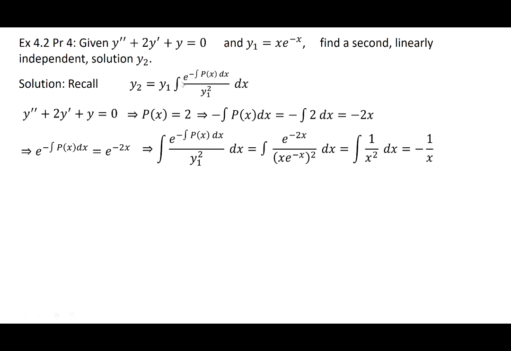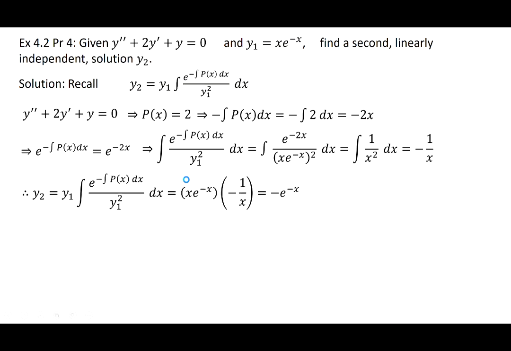Right? So what have we found so far? We found this entire integral. What is left to find y2? We just need to multiply that integral with y1. That's exactly what we'll do. y2 is y1 times that integral. y1 happens to be x e to the negative x. The integral happens to be negative 1 over x. Multiply, you get negative e to the negative x. That's the second solution that we are looking for.